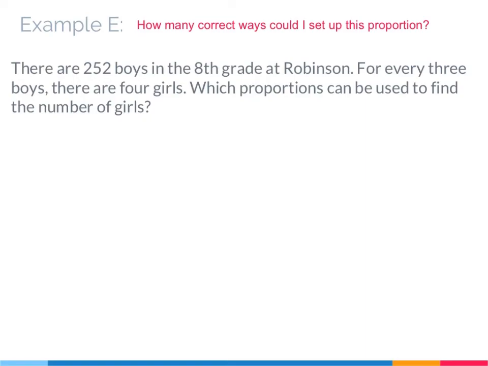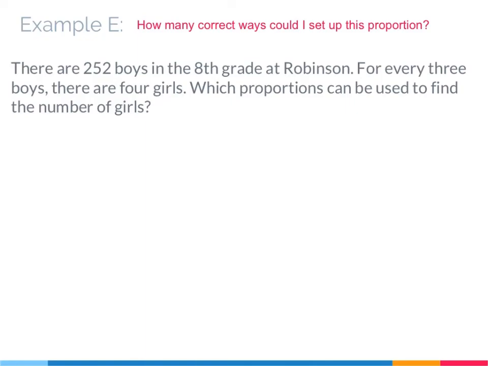Now let's take a look at example E. Example E says there are 252 boys in the 8th grade at Robinson. For every 3 boys, there are 4 girls. Which proportion can be used to find the number of girls? So I'm only looking for the proportion that I can be using to find the number of girls. And it says at the top, how many correct ways could I set up this proportion?